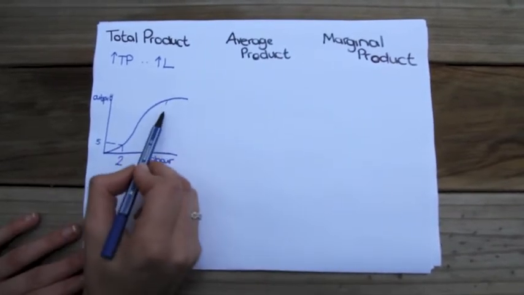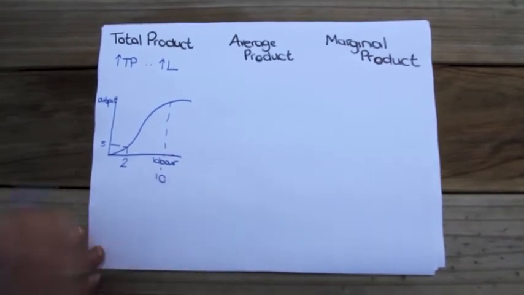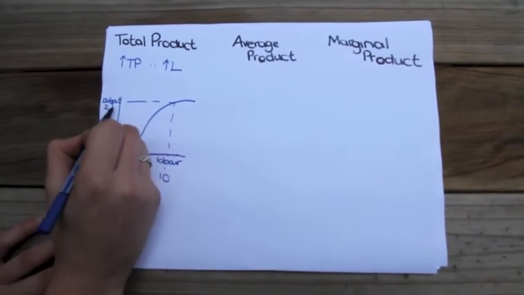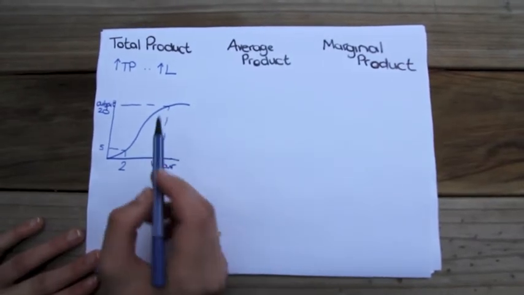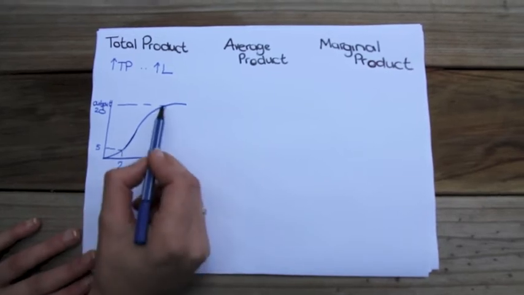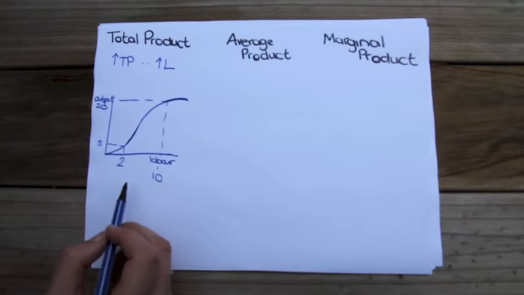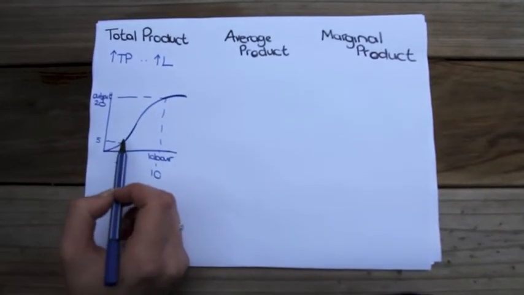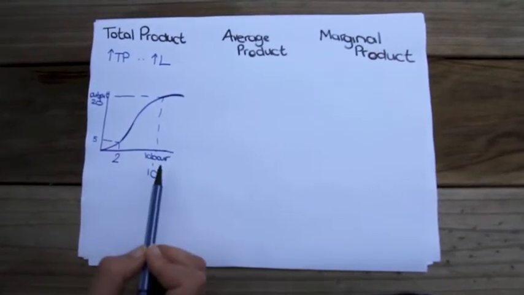But if you hire, for instance, 10 units of labor, you will produce approximately 20 units of output. Now the gradient is also something we need to consider. As you can see, initially the gradient is quite steep, and then it becomes more shallow. So initially, the first few workers that you hire are greatly beneficial to your company. They increase your total product more than the last workers that you hire.